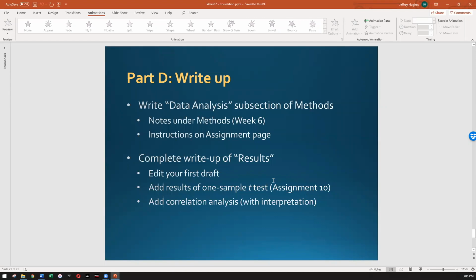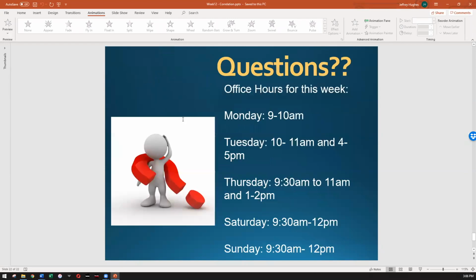Are there any questions about Part D? You're writing up the data analysis and writing up and editing your results. Once again, more instructions are in assignment number 11.